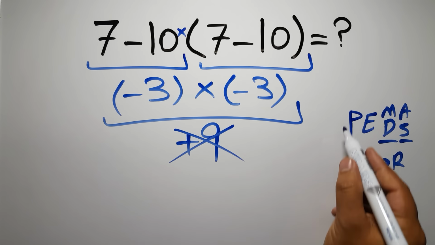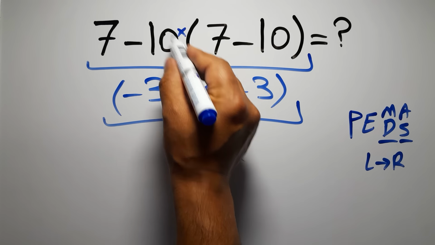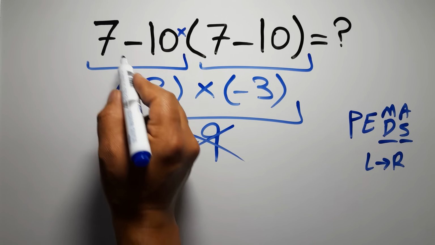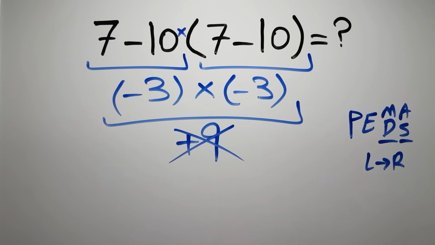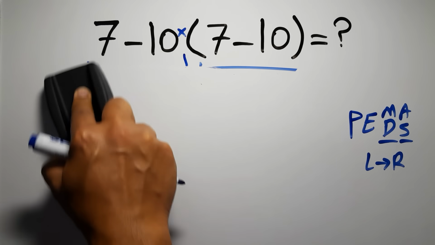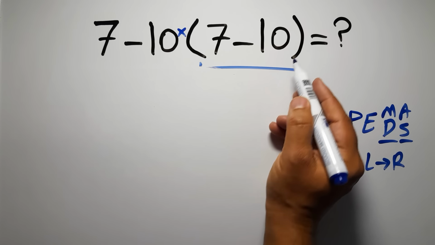Okay, so according to the PEMDAS, first we have to do this parenthesis, then this multiplication, and finally this subtraction. If we do this subtraction before this multiplication or this parenthesis, it is wrong. So first we have to do this parenthesis.